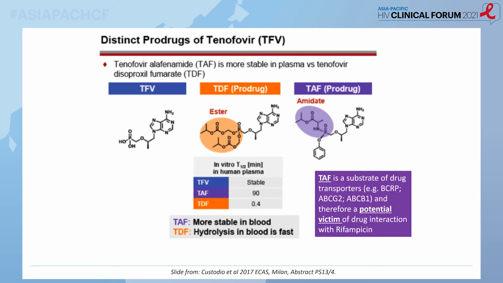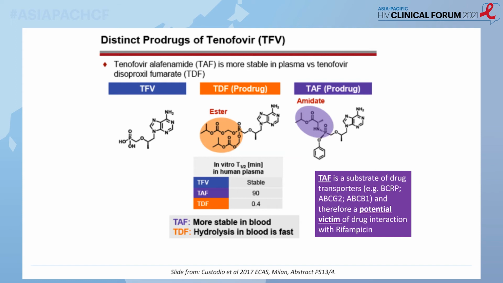Now looking at another drug that is going to be widely used, or is already widely used, TDF in Asia, but perhaps moving forward, the new prodrug of tenofovir, TAF. And this is because while TAF is not metabolized through an enzyme pathway, it is a substrate for drug transporters. So therefore, although unlike dolutegravir with the enzymes, TAF is a potential victim of interactions with rifampicin due to its interaction with drug transporters, not with enzymes.